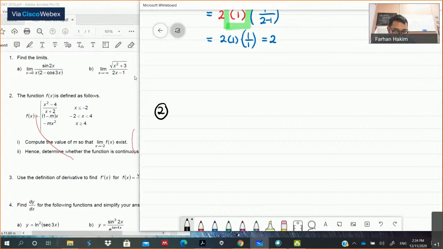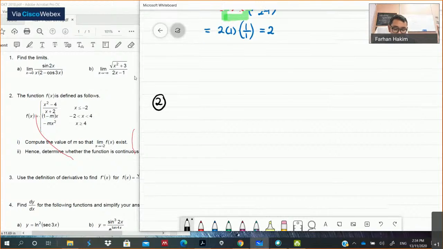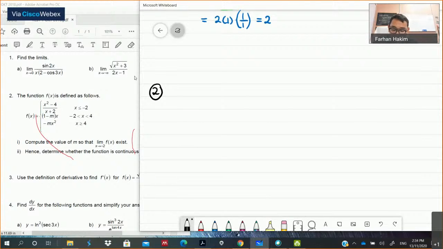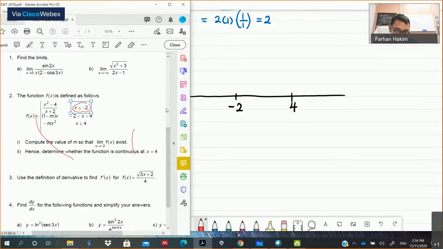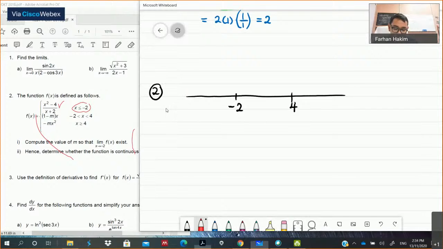We have the function of x given by that. Whenever I get this type of question, I would like to put it on the number line, something like this. Now we have negative 2 and 4 on that interval. For x less than negative 2, we have the function x squared minus 4 over x plus 2 at the left side of negative 2.